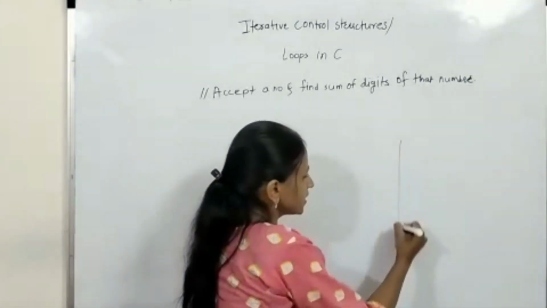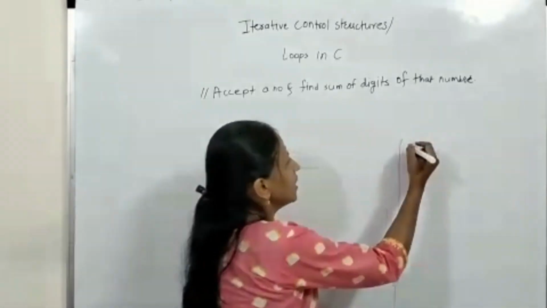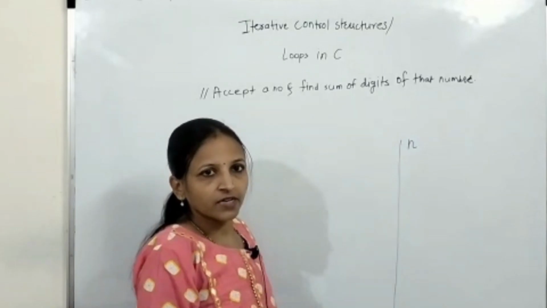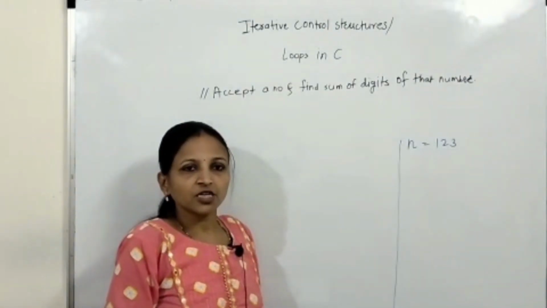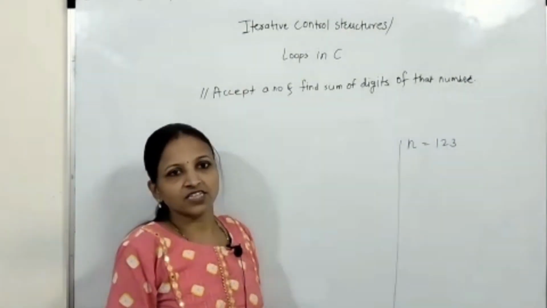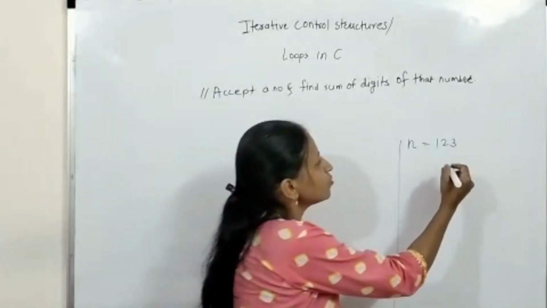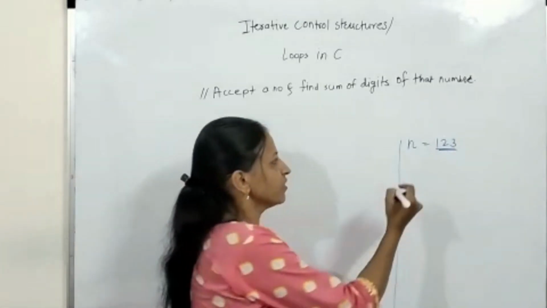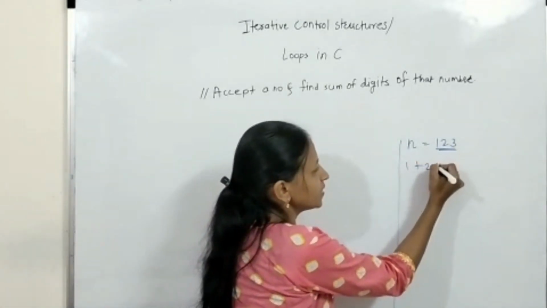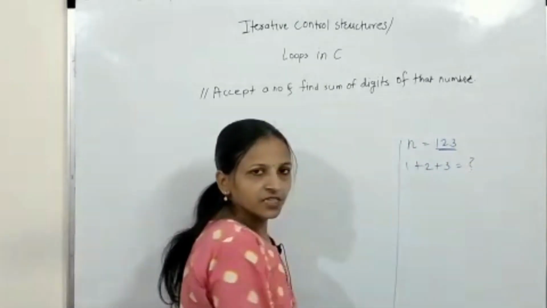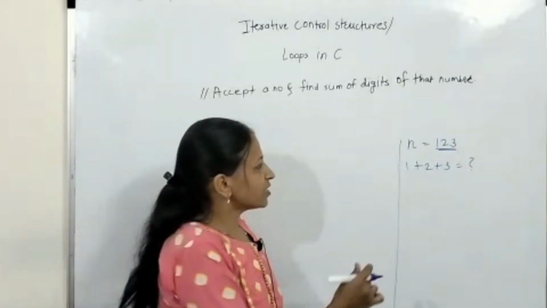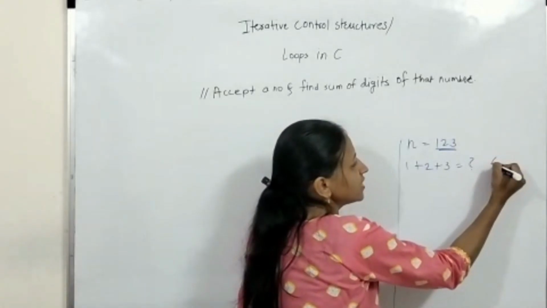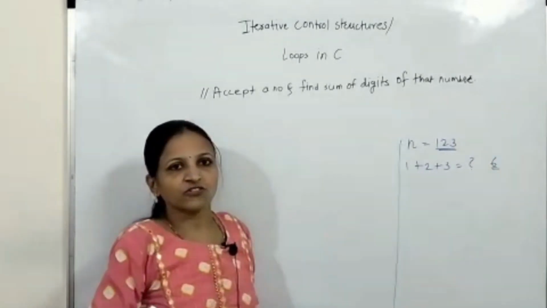Suppose the user has entered any number. For example, let n be the number. In that n variable we are going to store that number. Suppose the number entered by the user is 123. Now we have to find the sum of digits of that number. That means we have to find 1 plus 2 plus 3. What is the result here? Actually the result is 3 plus 2, 5 plus 1, 6. 6 should get displayed as the sum of digits of the number.